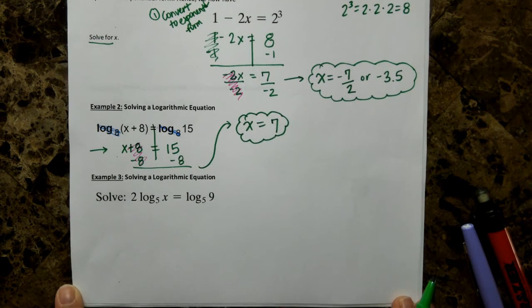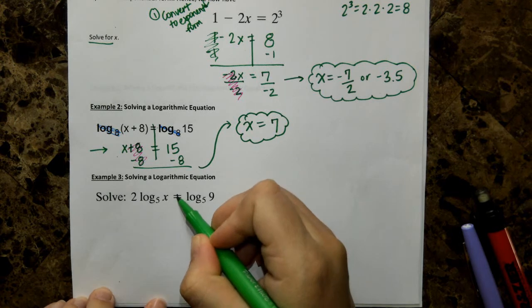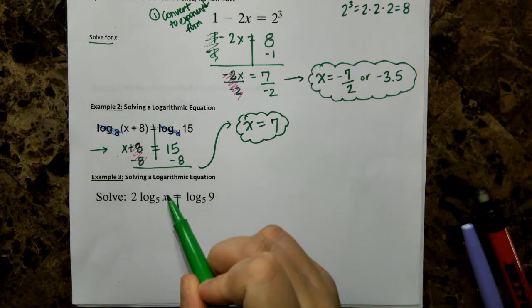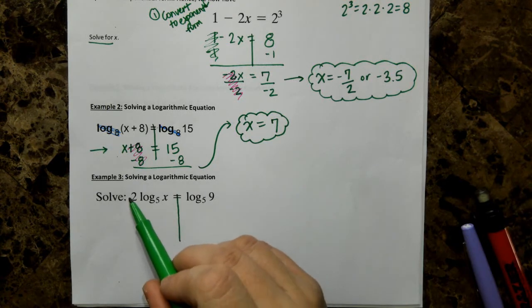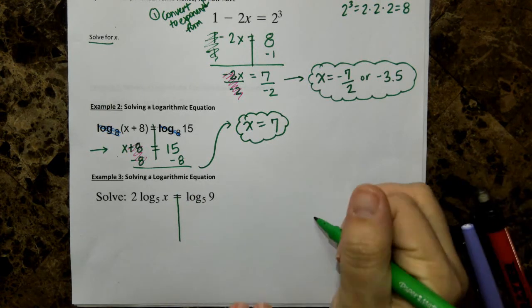All right. Example number 3. Once again, we're given a logarithm equation, and it says to solve. Now, when it says solve, the question's really saying solve for x. Figure out what's the value of x. That's the only thing we don't know. The rest of these are number constants, 2, 5, 9. So the only thing we don't know is what x is equal to. That's the goal of this.